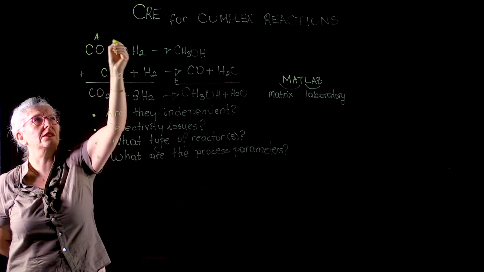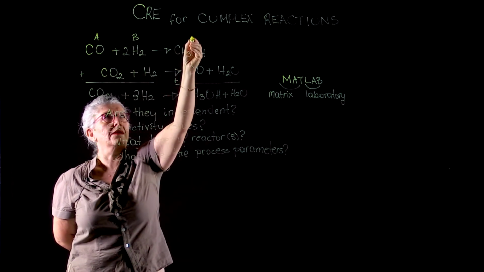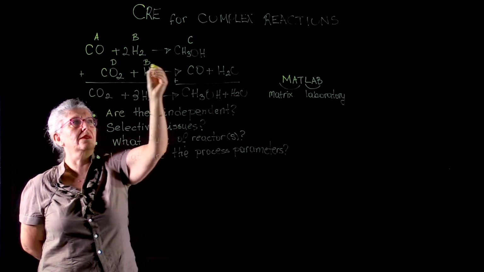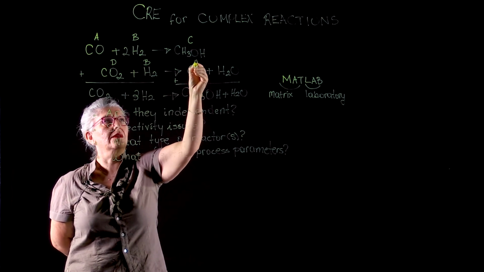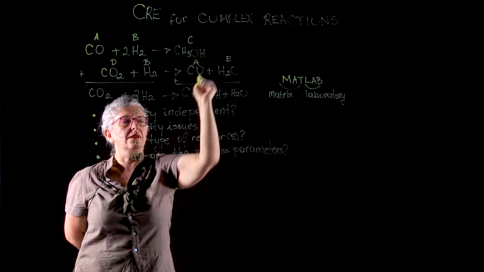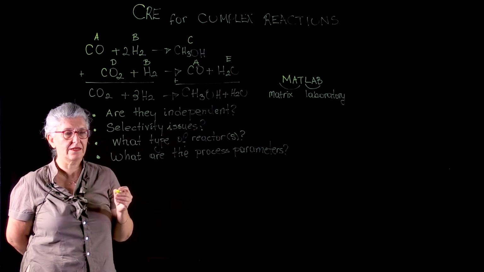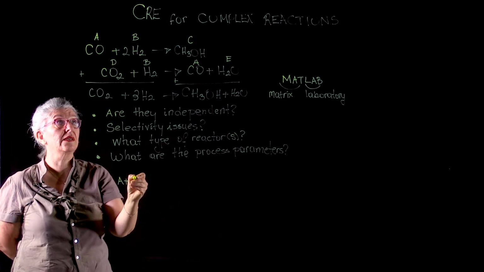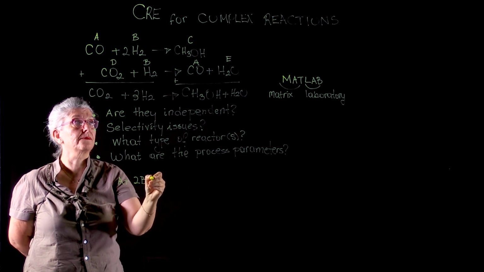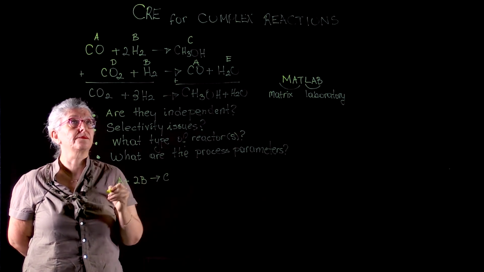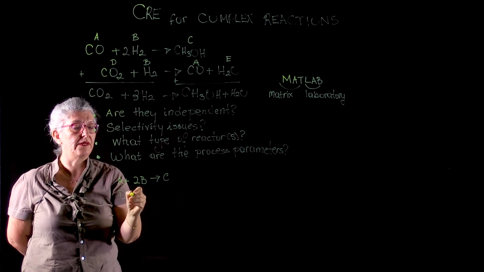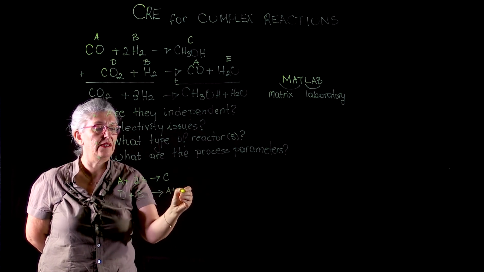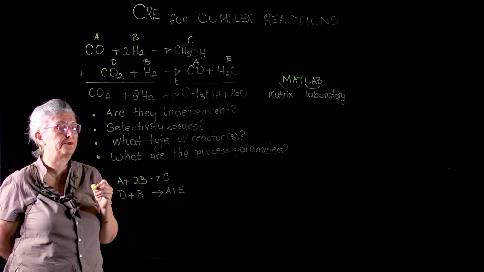Now let us start generating our matrix, but let us first write this reaction network with simplified symbolic identifiers. And let's write these reactions in a more formal structure. So our reaction 1 is A plus 2B producing C, and D plus B producing A plus E. I selected the first two reactions.